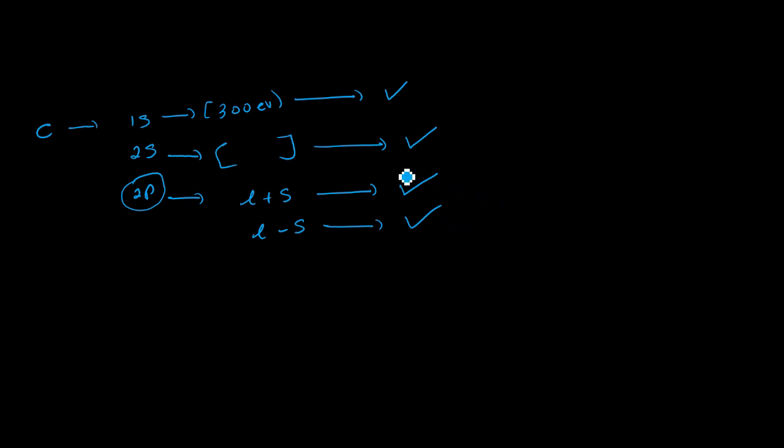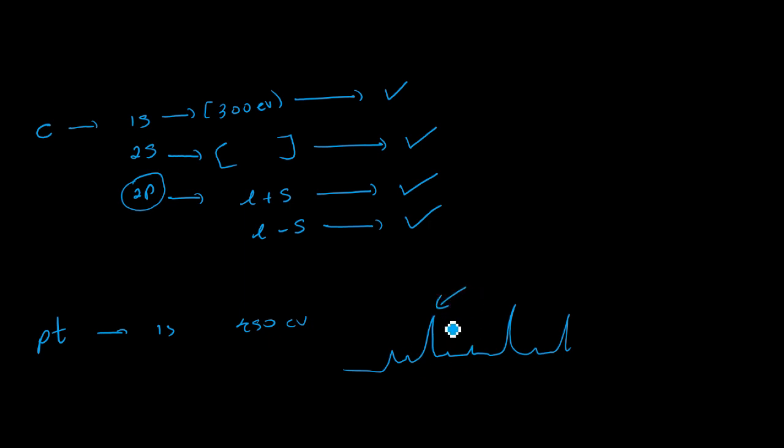Likewise, each and every electron of each element has specific energies. If you take platinum, the 1s electrons of platinum may be around 450 electron volts. Each and every electron has a specific amount of binding energy. So in your spectrum you will see a lot of peaks. Some may have a higher intensity, which means they have higher concentrations. Some may have very low intensities, which means they have low concentrations.